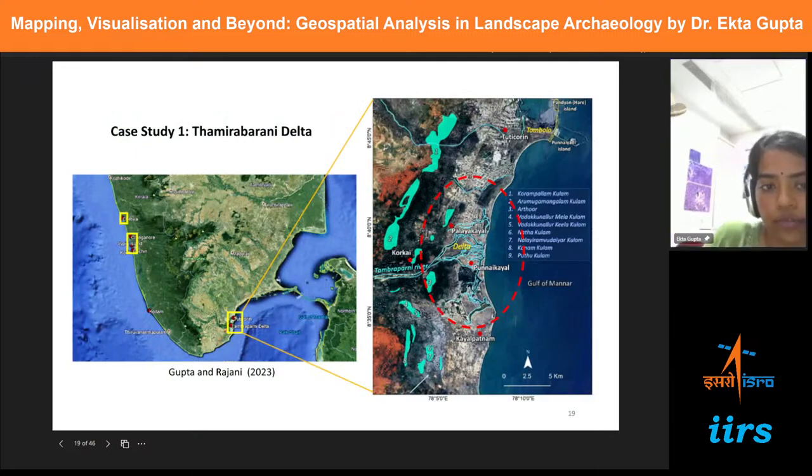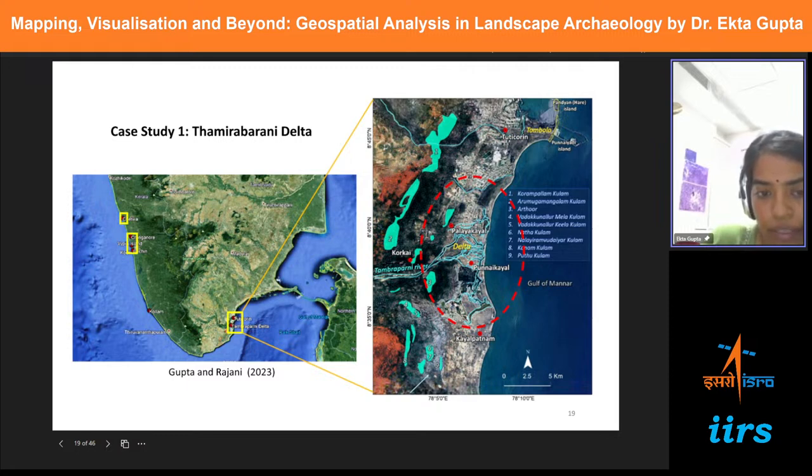So this is the first case study, Tamirabarani Delta. It's in the southern part of Tamil Nadu, below Thoothukudi. And this is archaeologically important because the site Korkai, which was an ancient port active around 2000 years ago, is located 7 kilometers inland now. This was a very important port at that time, and this much progradation, or sea regression, has occurred in the last 2000 years.